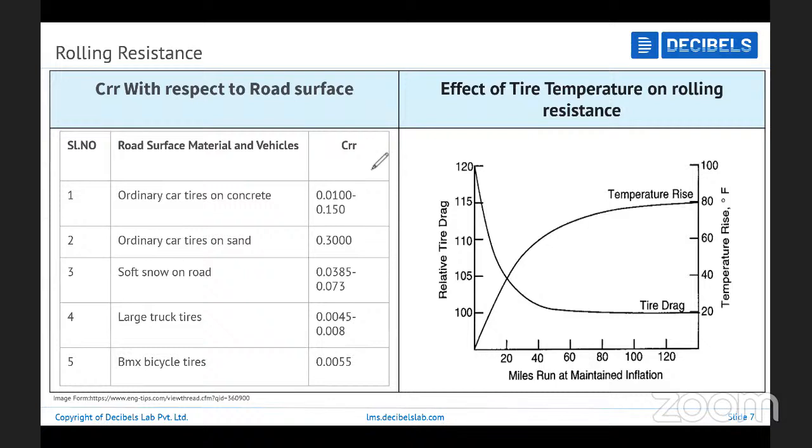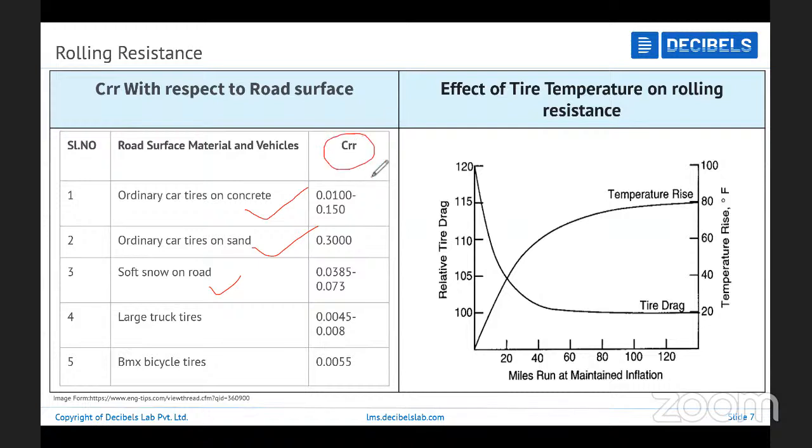One more is the CRR value, which we define with respect to the road surface. If you are trying to drive a vehicle on different surfaces, maybe a concrete road, asphalt road, mud road, or terrains, it will be defined with a different CRR value. It will just show how much rolling resistance the surface is giving.